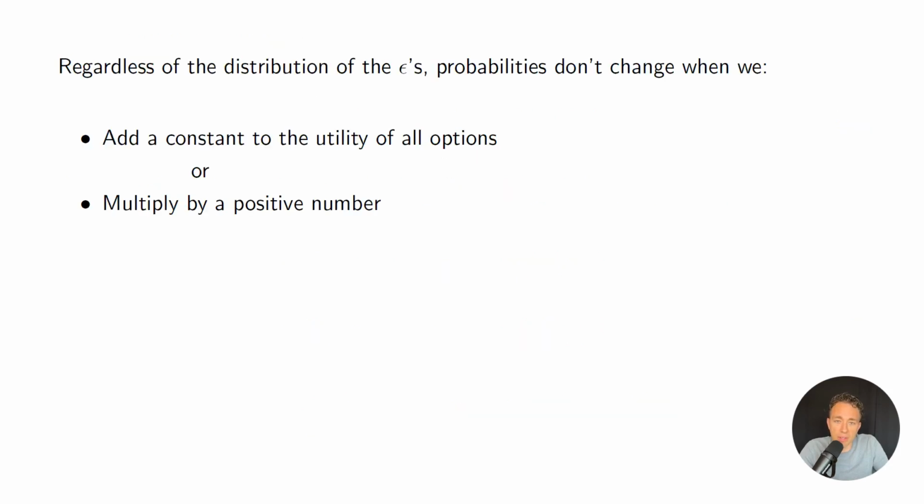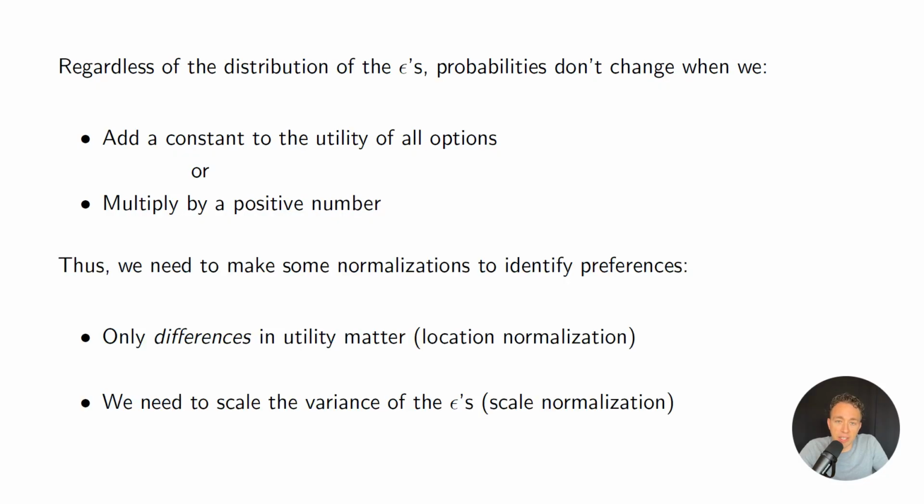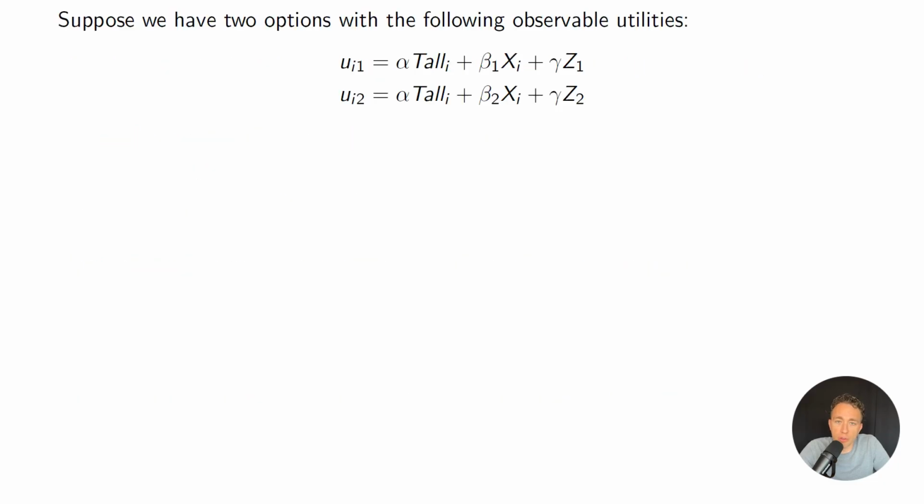Okay, so given that I have these two things that I can't get around, how is that going to limit me? And the limitation comes in that only differences in utility matter, and we need to scale the variance of epsilon. So these are called the location and scale normalizations, and these are just basically going to restrict the amount of information we can get from a set of observed choices. So let's go through an example.